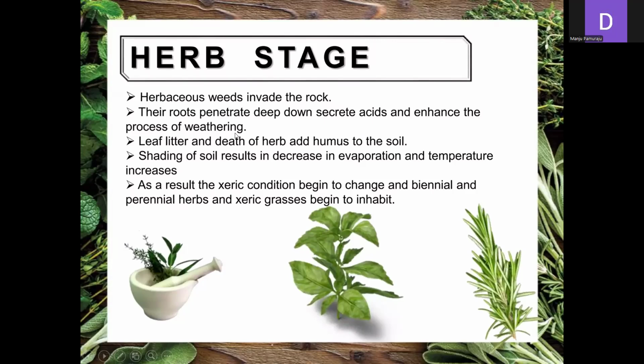Leaf litter and death of the herbs add humus to the soil. Shading of the soil results in decreased evaporation, while temperature will increase. As a result, the xeric condition begins to change, and biennial and perennial herbs and xeric grasses begin to inhabit. So here it is the herb stage.